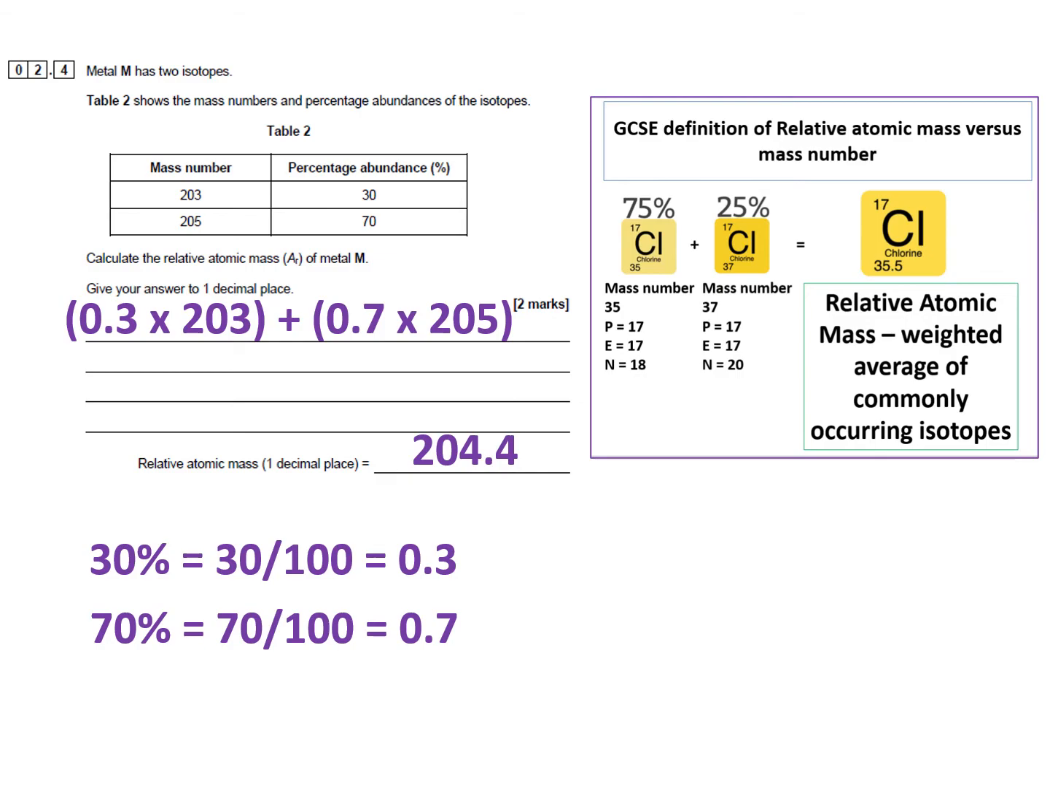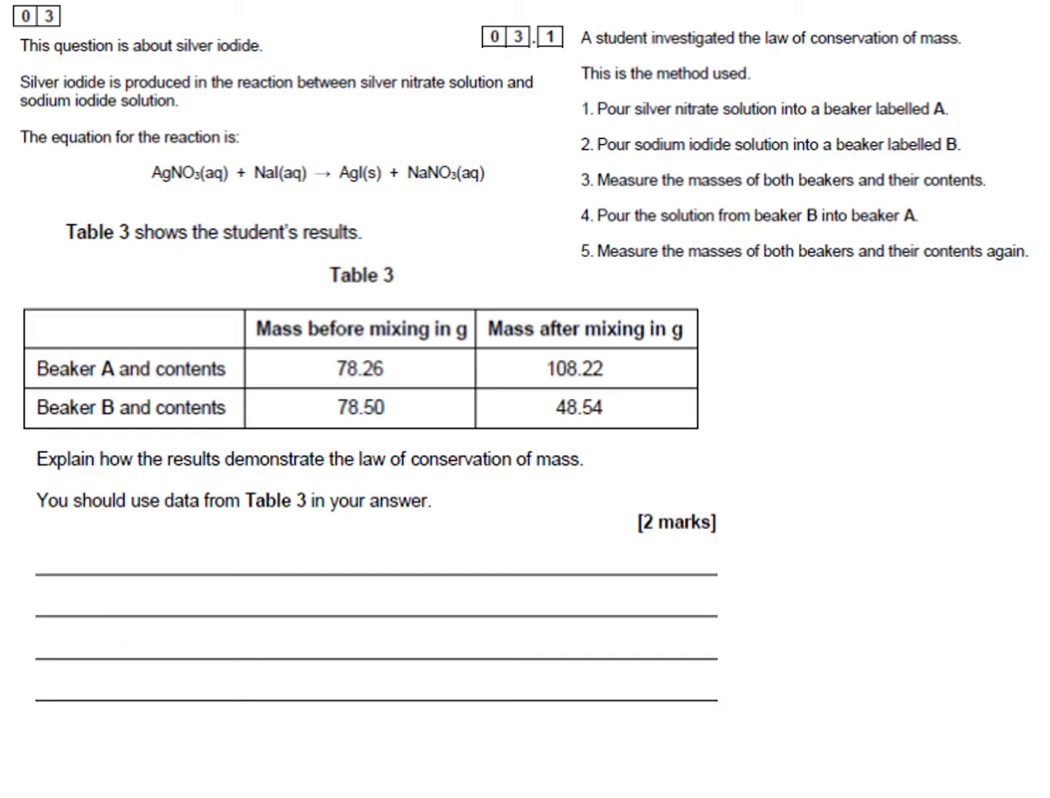As long as you've shown it clearly and got the right answer, then you will get your 2 marks. Okay, question 3, we're now looking at a reaction between silver nitrate and sodium iodide solutions. This is a double decomposition or formation of a precipitate. You can see because the silver iodide is being formed as a solid on our product side. So they are simply starting off with their chemical and adding the second substance and measuring the masses each time.